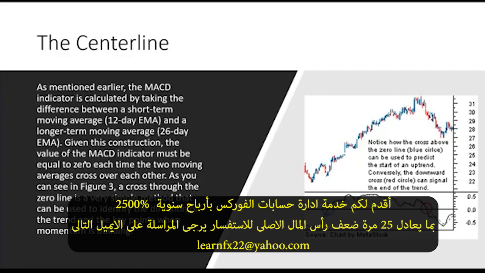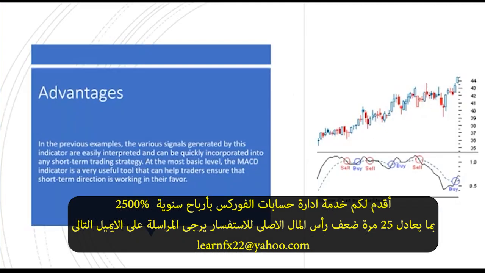As mentioned earlier, the MACD indicator is calculated by taking the difference between the short-term moving average and the long-term. Given this construction, the value of the MACD indicator must be equal to zero each time the two moving averages cross each other. A cross through the zero line is a very simple method that can be used to identify the direction of a trend and the key points when momentum is building.